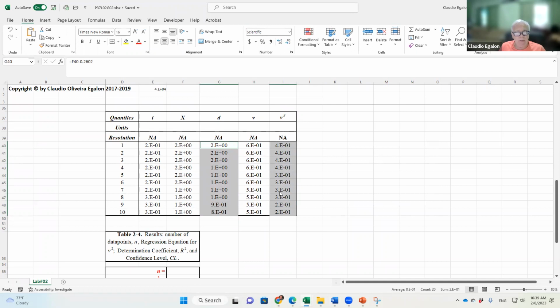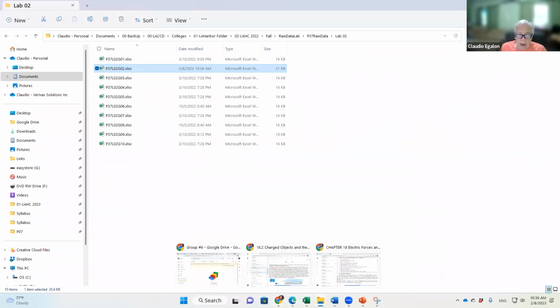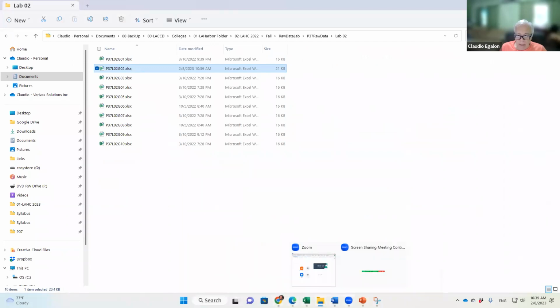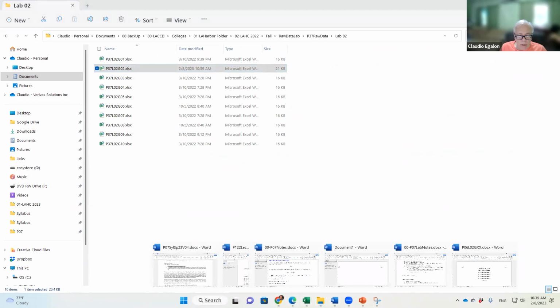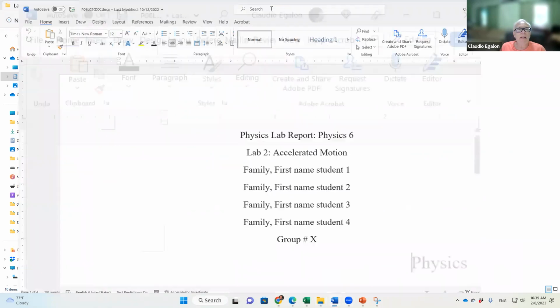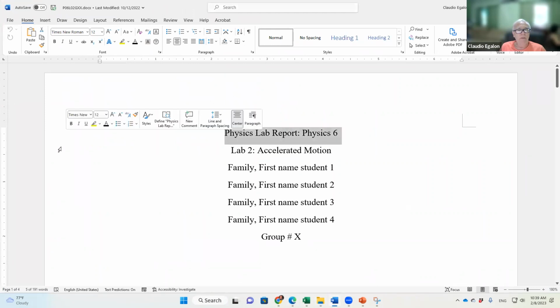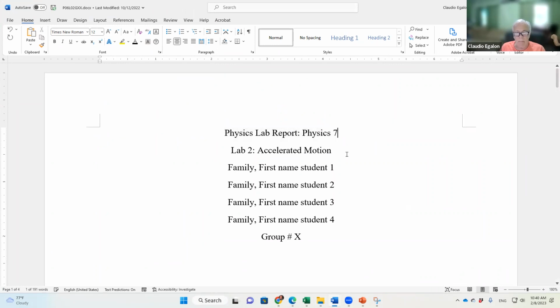Once you have done everything that you're supposed to do, then you're going to create that hard copy report that I mentioned, the Word document. And I have one sample here of this Word document right here. How's the format of this Word document? You're going to write it down: physics lab report. In this case, it's going to be physics 7.